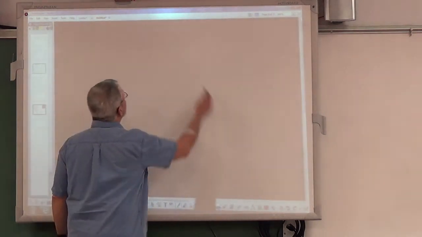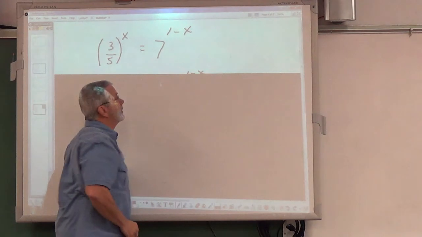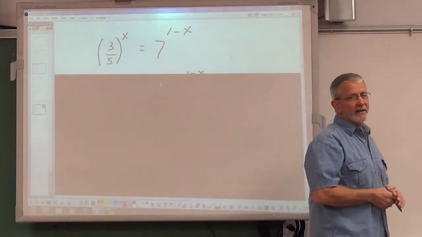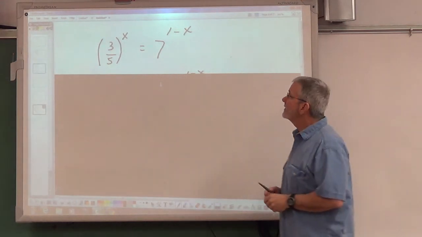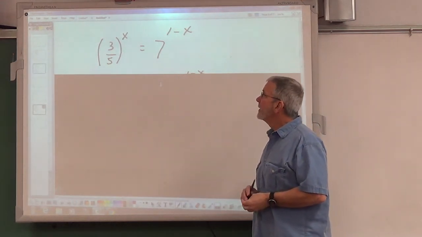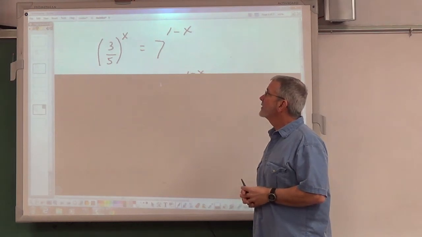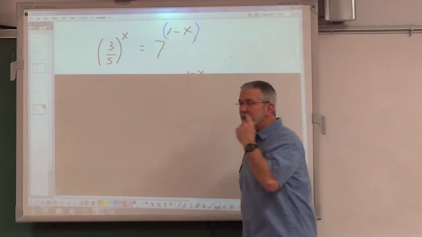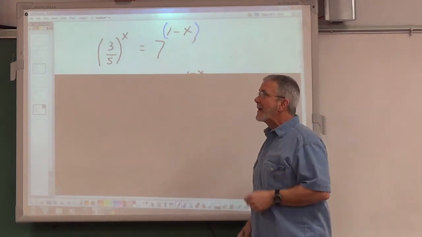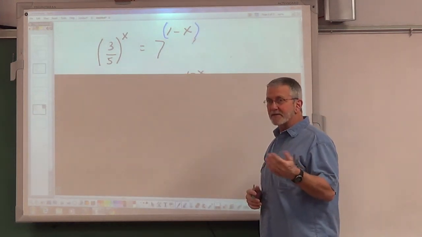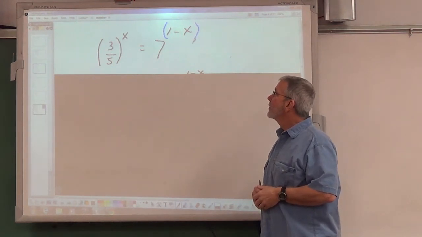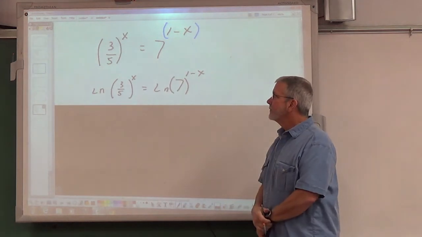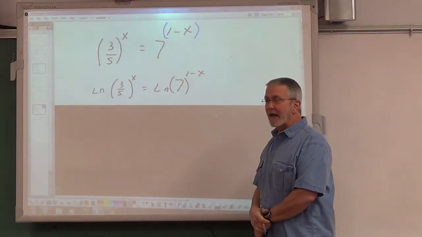Again, here's an exponential. Oh, this is a nasty one right here. This is definitely a nasty one. We have a couple of these to do in our homework assignment. So I have 3/5 to the x is equal to 7 raised to the 1 minus x power. And there's lots of different ways that you can approach this problem and get the correct answer. What I'm going to do is ln both sides. Same way I did on that last equation.